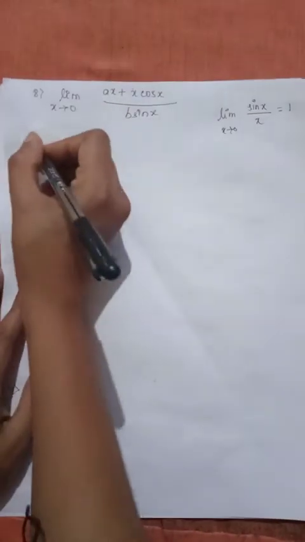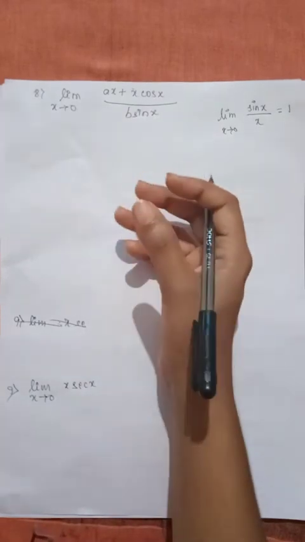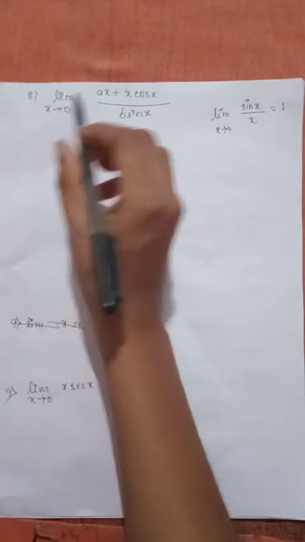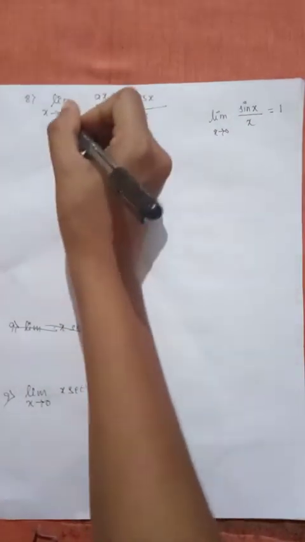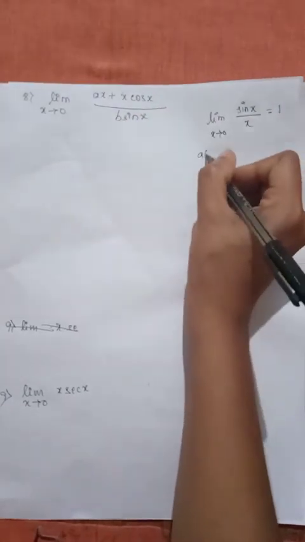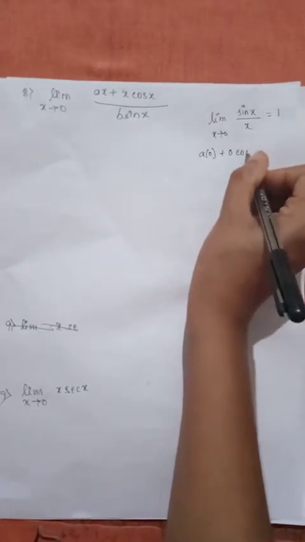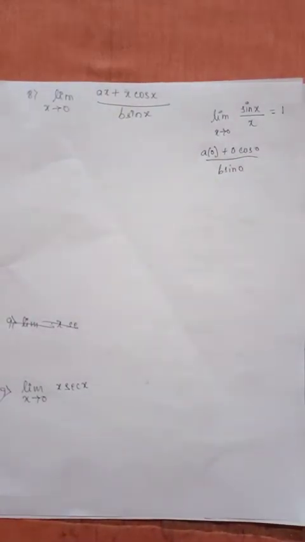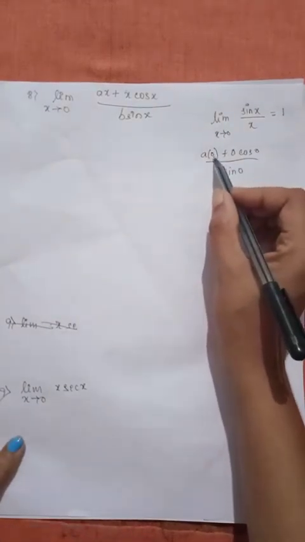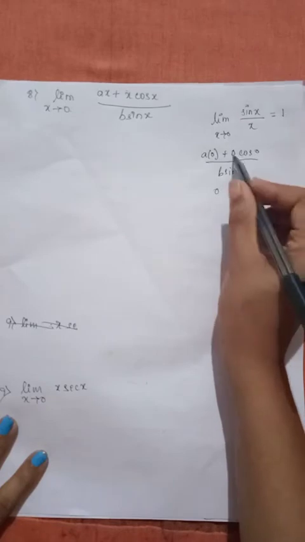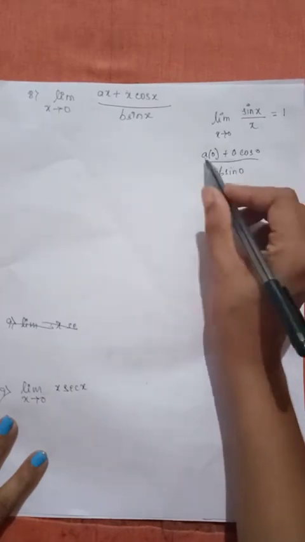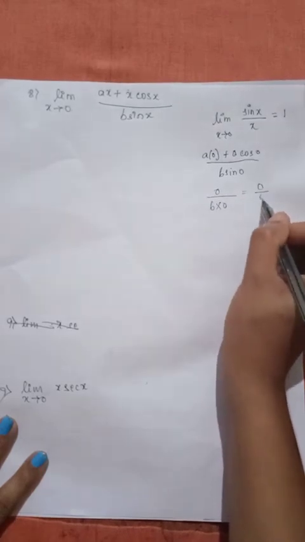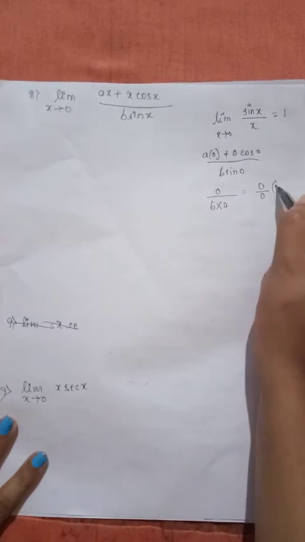Before continuing, the first thing you have to do whenever you get a problem related to limits is substitute the value. If you put x equal to 0 in this equation, what will you get? a into 0 plus 0 into cos 0, divided by b sin 0. Wherever you have x, put 0. So a into 0 is 0, 0 into anything is 0, so 0 plus 0 is 0. The numerator is 0. In the denominator, b into sin 0 is 0, so we get 0 by 0, which is an indeterminate form.